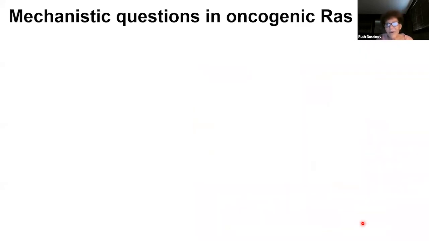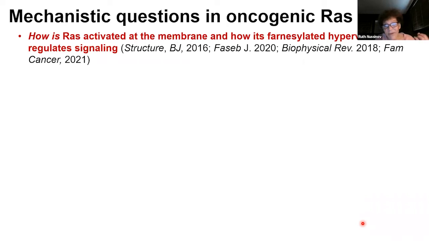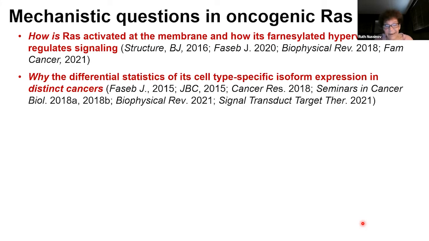So the mechanistic questions in oncogenic RAS that we have been looking at so far include: how is RAS activated at the membrane, and how does the farnesylated hypervariable region regulate signaling? Why the differential statistics of its cell type-specific isoform expression in distinct cancers? What we could not understand just looking at that simplified pathway diagram that I have shown you before.